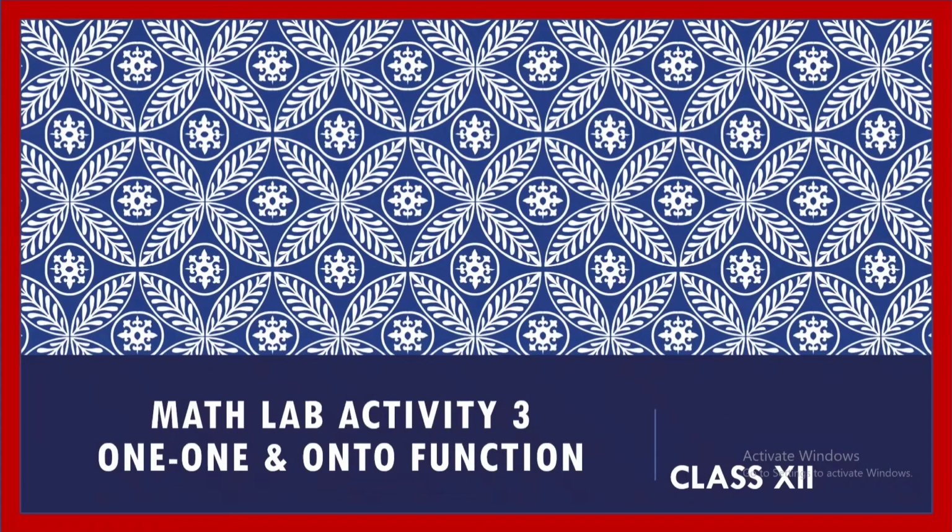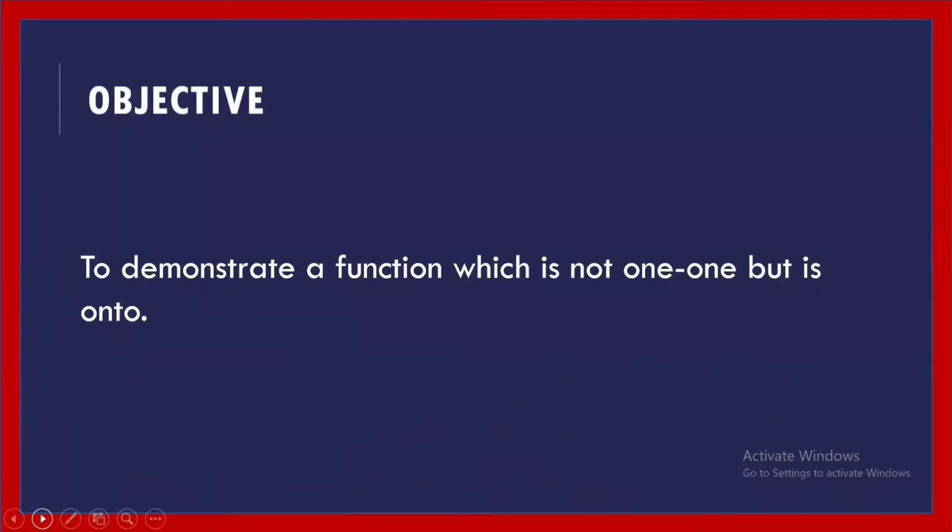Hello everyone. In this video, I'll be doing the third MATLAB activity for class 12. I'll be giving you an example of a function which is going to be an onto function, but not a one-to-one function. So the objective is to demonstrate a function which is not one-to-one, but it is onto. We say one-to-one or we say one-one.